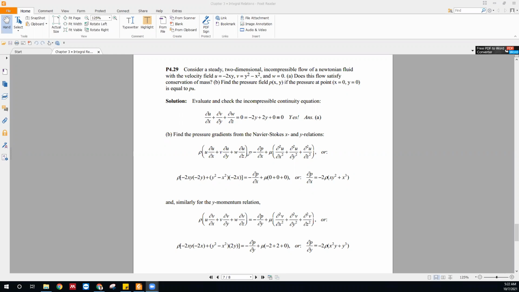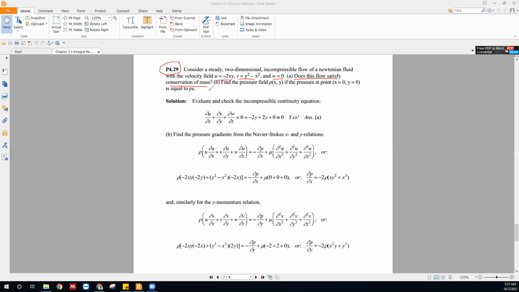So now let's start with the next problem, and the last one actually. Problem P 4.29. It says, consider a steady two-dimensional incompressible flow of a Newtonian fluid with the velocity field u, v, and w given. Question number 1: does this flow satisfy conservation of mass?